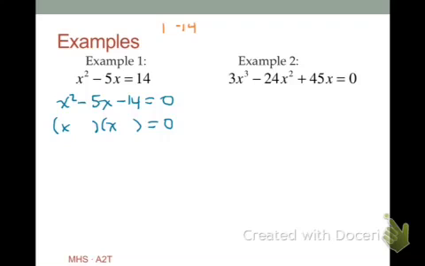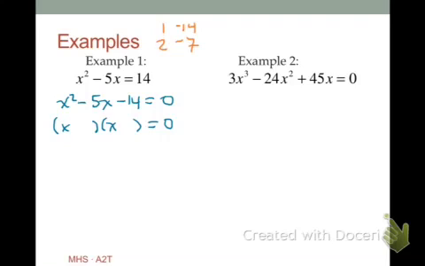1 times negative 14 will give me negative 14, but it won't add to negative 5. So that one's not going to work. Let's try 2 and negative 7. Again, one of the terms has to be negative to get a negative 14. So yes, it multiplies to negative 14 and it adds to negative 5. 2 plus negative 7 will give you negative 5.